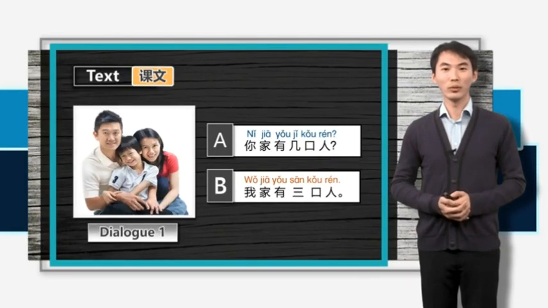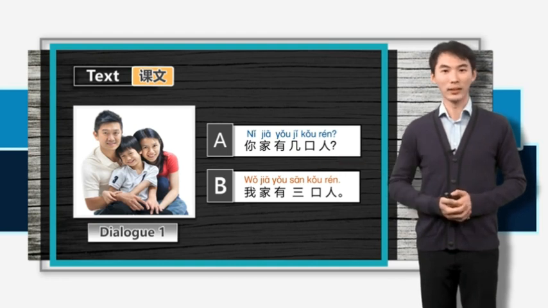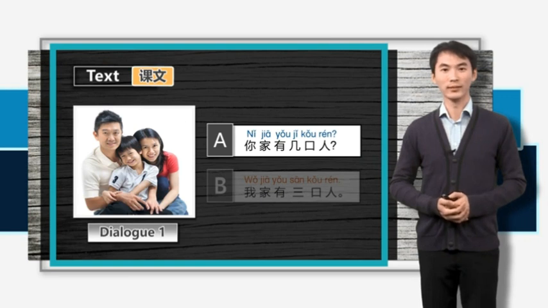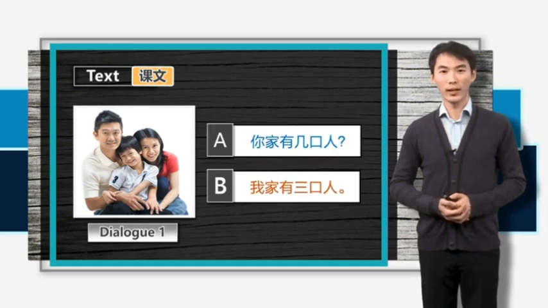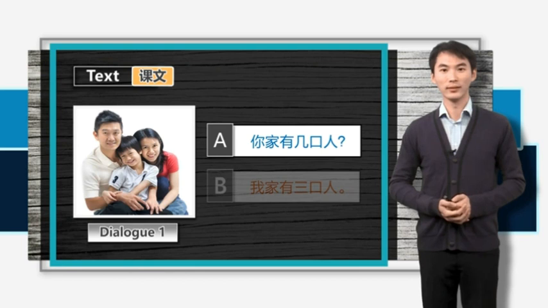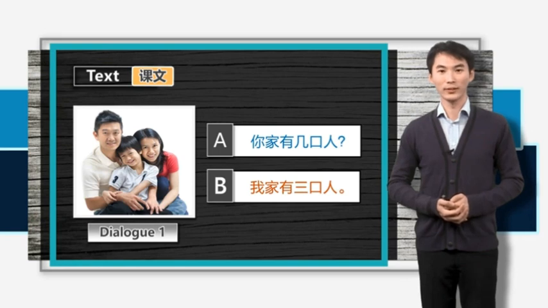Now, let's move on to the text. Please look at the picture and read after me. 你家有几口人？我家有3口人。Let's read it again without 拼音。你家有几口人？我家有3口人。Very good.